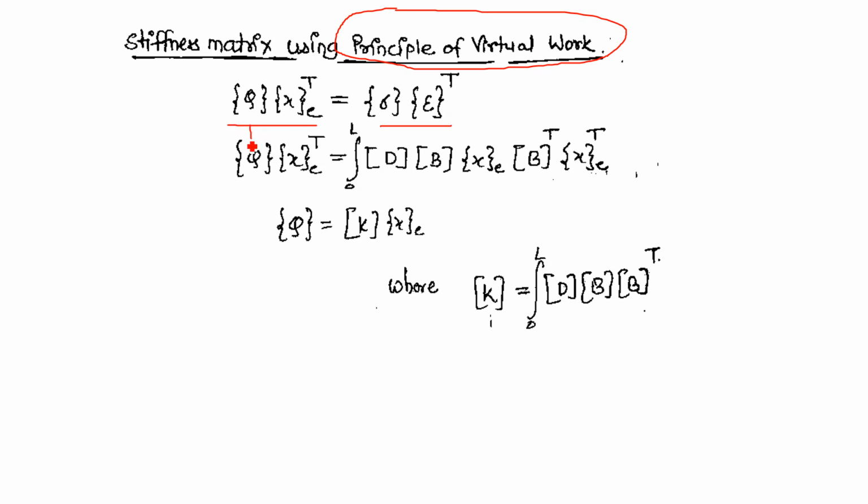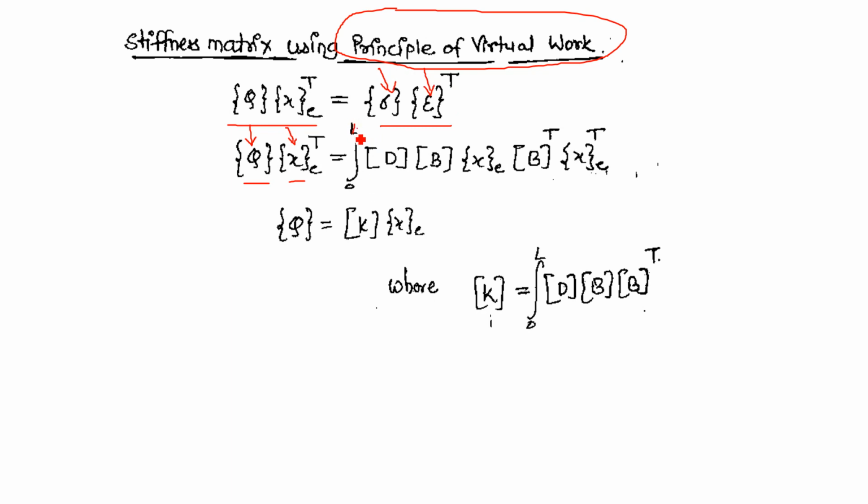Q is the external load vector, xc is the nodal displacement because of external load. So load into displacement is called work done. So this is external work done. Internal work done is equal to internal force into internal displacement. Internal force is stress and internal displacements are strain. So stress into strain is called internal work done. Since the whole element, the whole body, undergoes the stress and strain deformation, we have to integrate that over the volume.